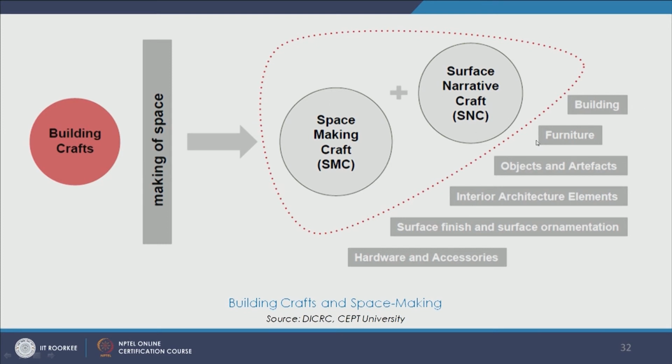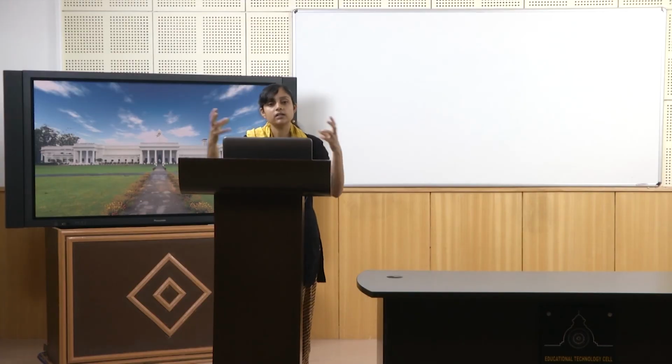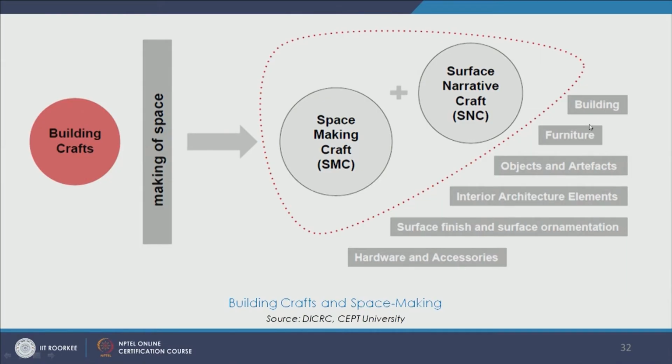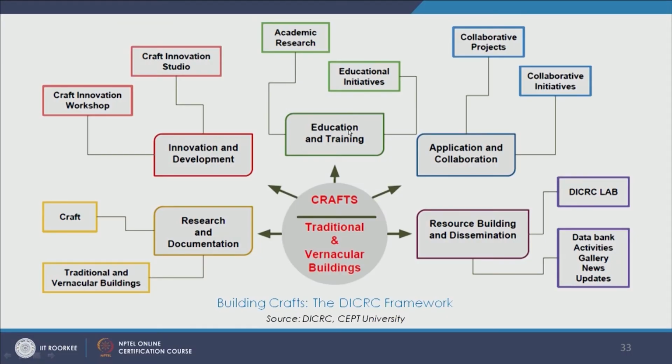And we saw the different elements, right from hardware and accessories to furniture and the entire building, the overall gamut of these techniques and activities and materials. We saw at all these different levels and different capacities, these building crafts can contribute to the making of space or enhancing of space, whether it is done structurally or at a surface level. We discussed this at length, what the DICRC framework is, and their center of activities and research is craft, which is seen in traditional and vernacular buildings.